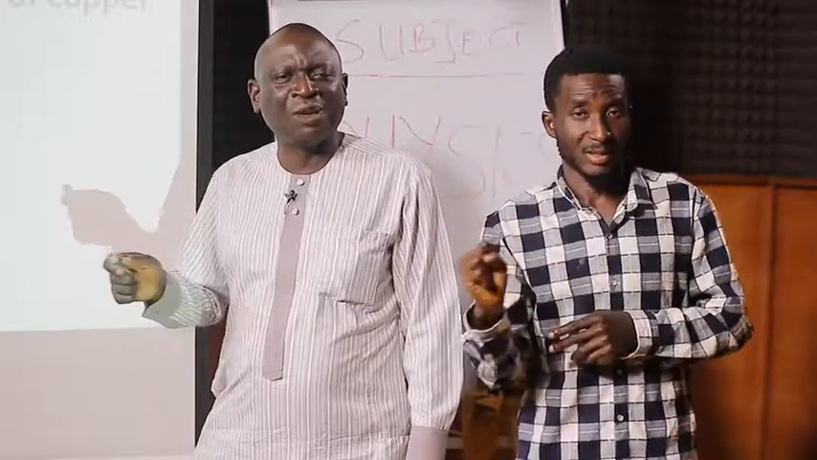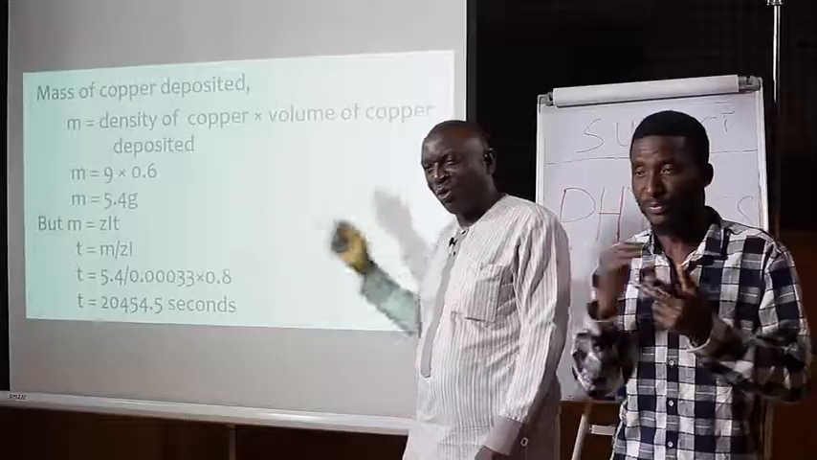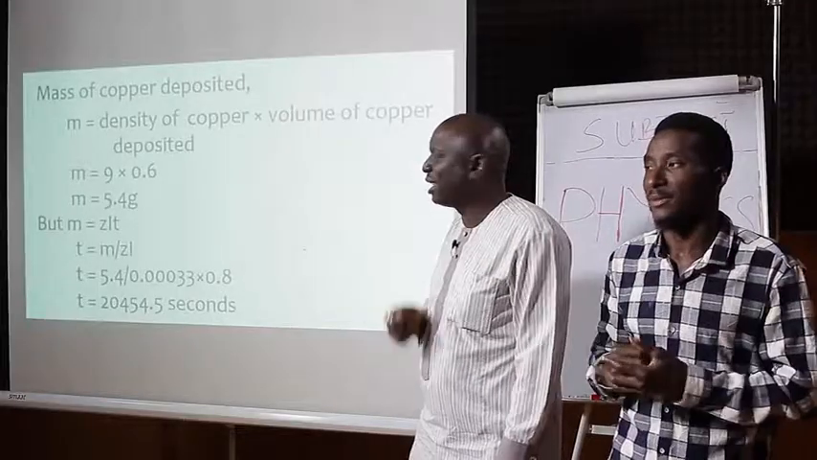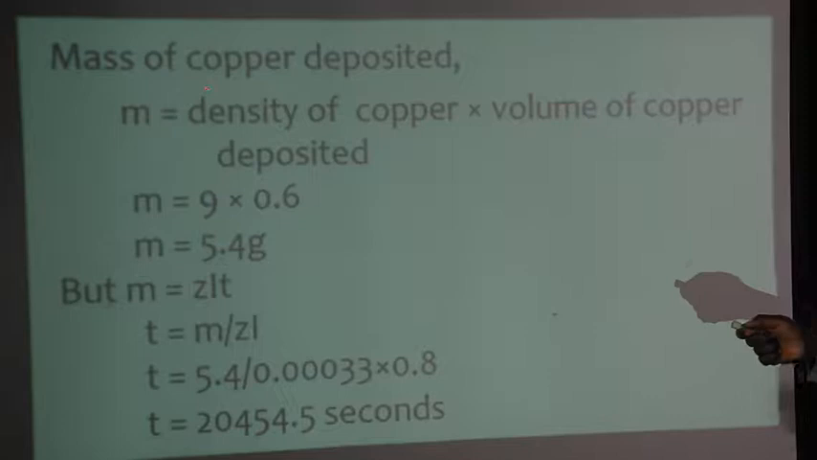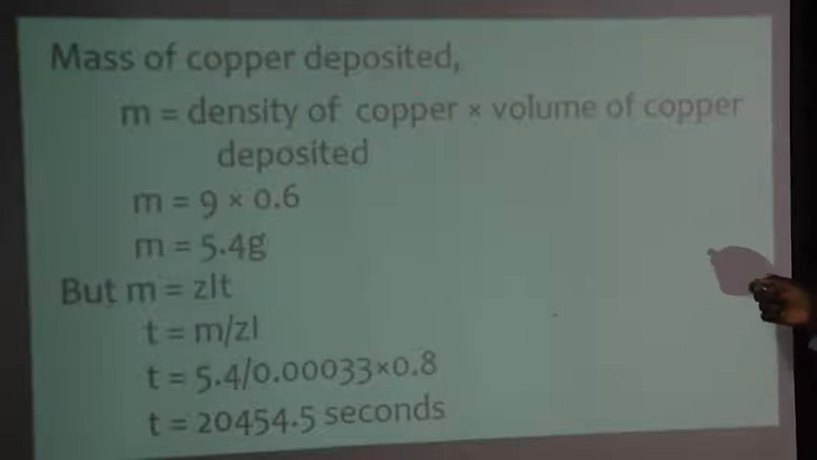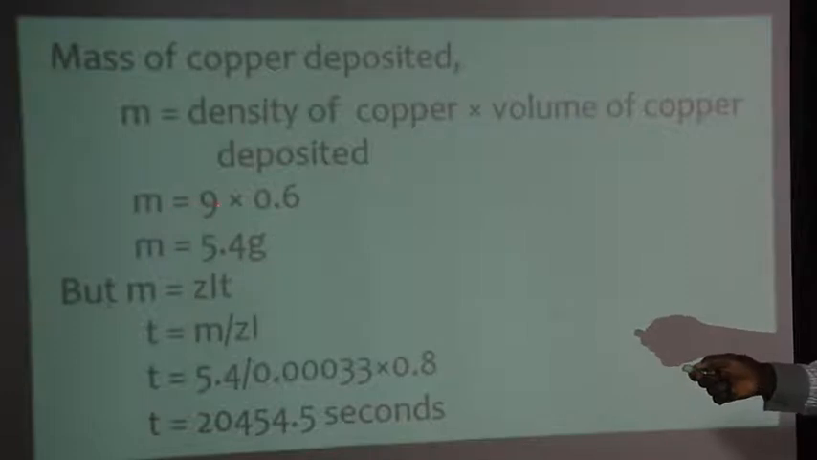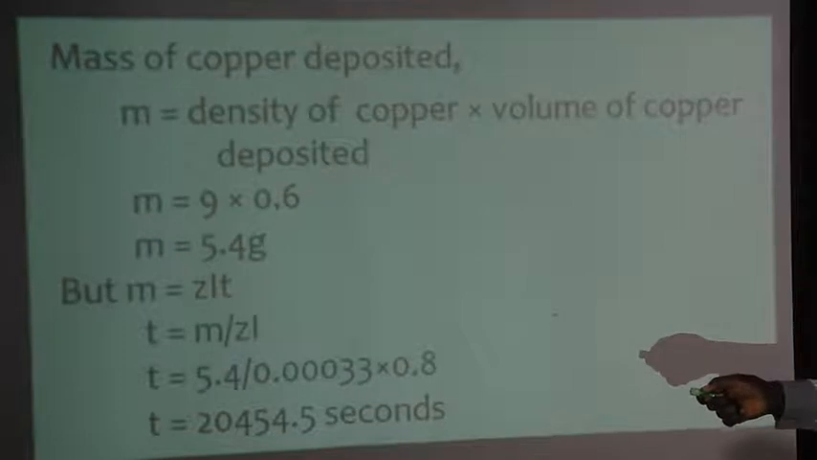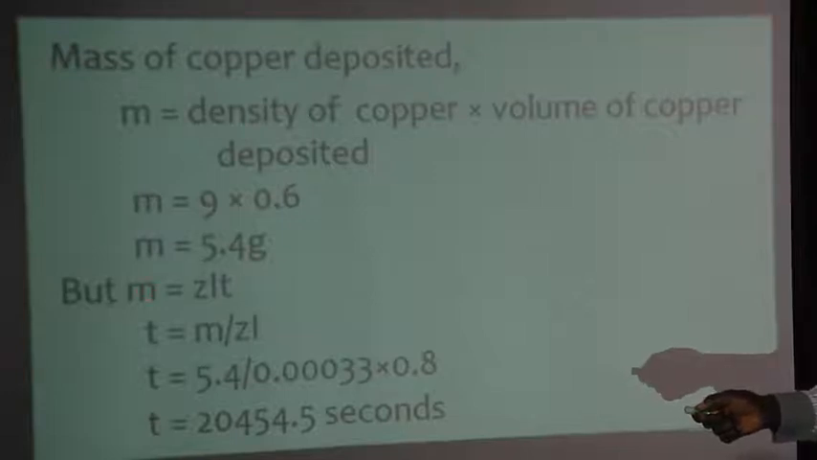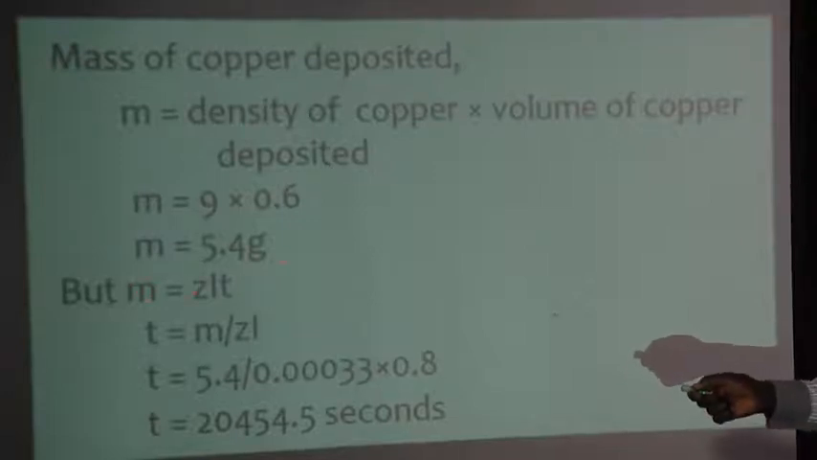So we have density, we have volume. Now we can get our mass before we go back to substitute in our equation to get our time. Mass of copper deposited. So mass is equal to density of copper times volume of copper deposited. So small m will be equal to 9 times 0.6. Therefore, m will be equal to 5.4 grams.